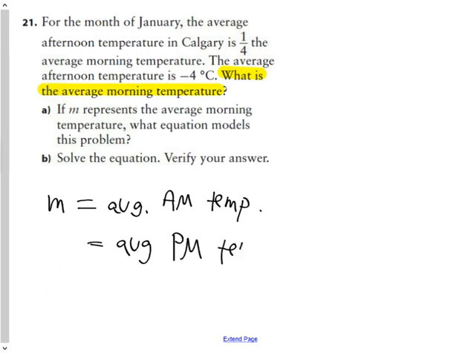If x is going to be the average morning temperature, what algebraic expression will represent the afternoon temperature if it's a quarter of the morning temperature? Tori, what will that be?